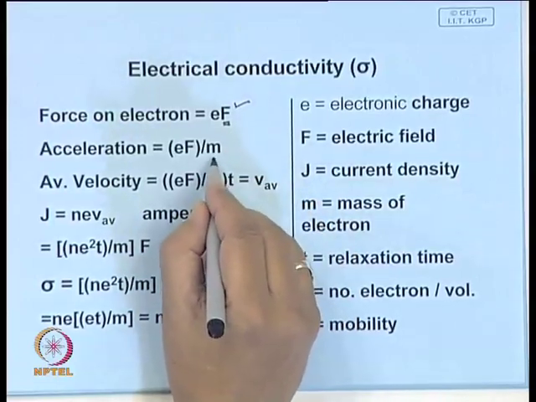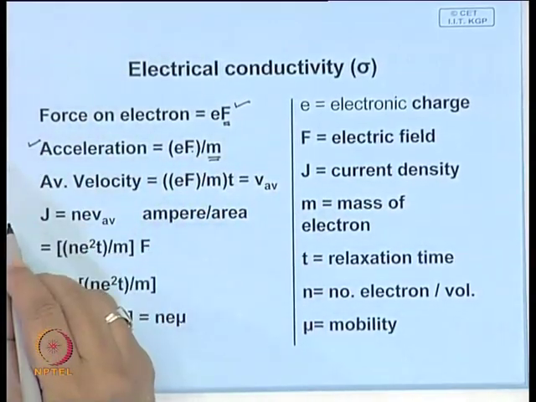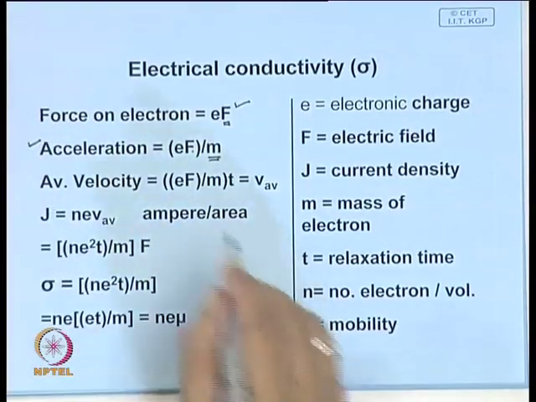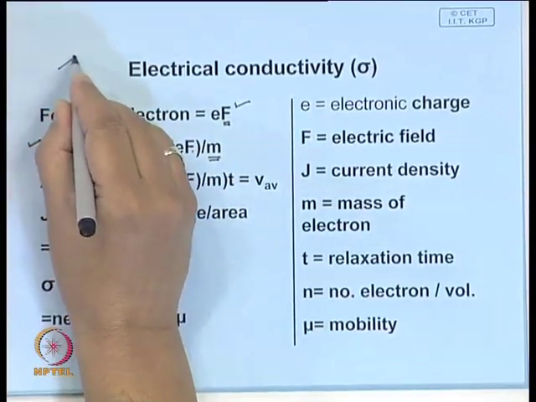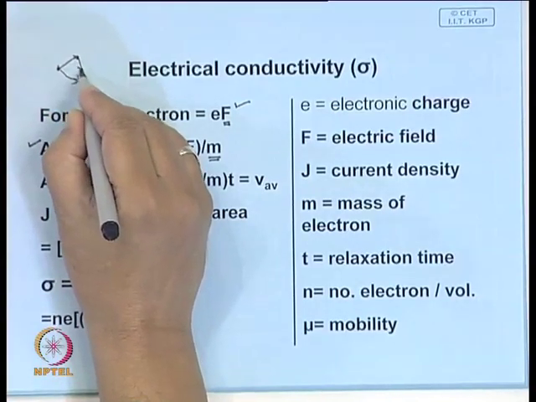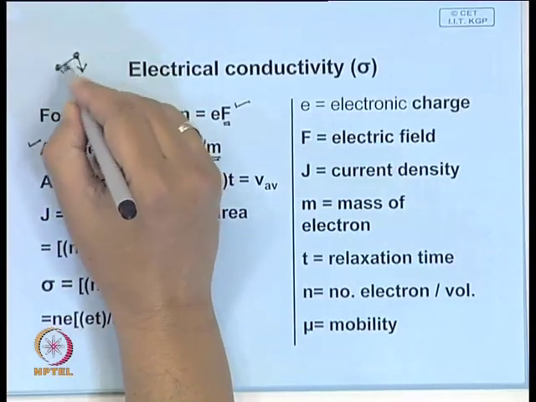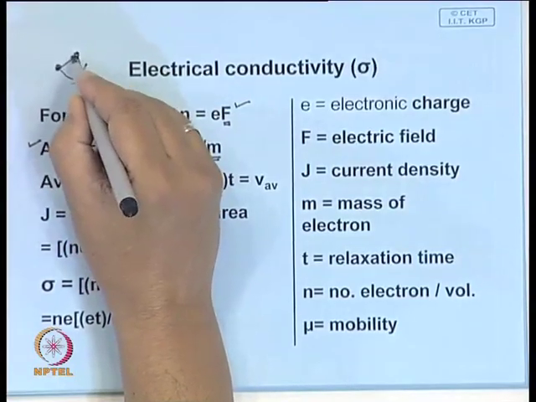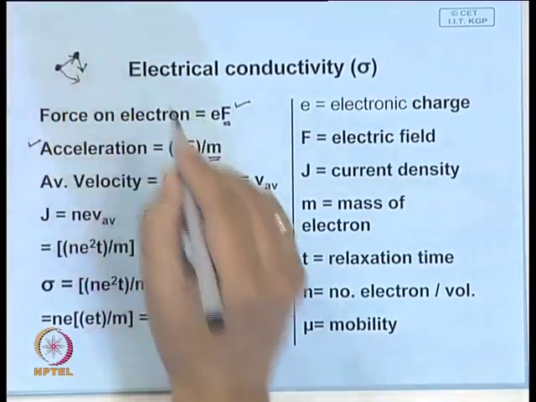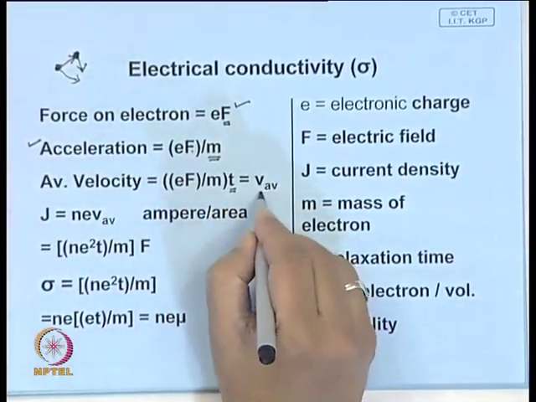Now, we know the mass of the electron is m. So, if you divide this force by mass, you get acceleration. Now, to calculate the average velocity, imagine these electrons moving in all directions until one meets an obstacle and its direction changes. So, basically, what is the relaxation time, or the time between an electron hitting an obstruction? If we say that this time is t, then multiplying acceleration by time gives the average velocity.